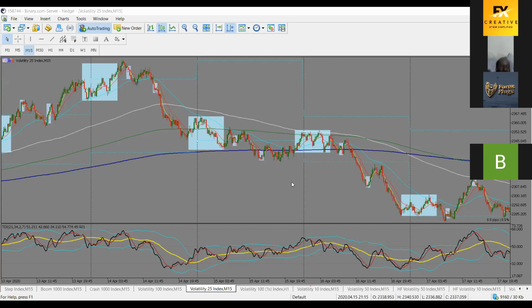But the whole point is, are you seeing the pattern? It's not like the market has to follow a textbook movement. The whole point is, do you see the pattern?